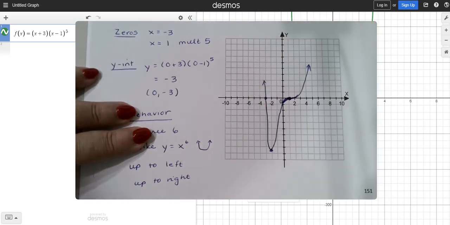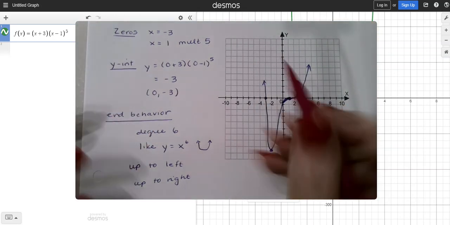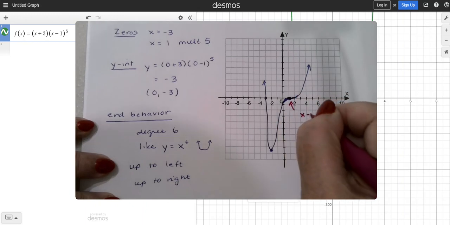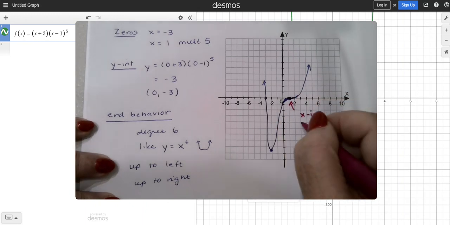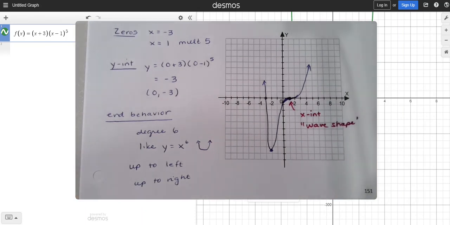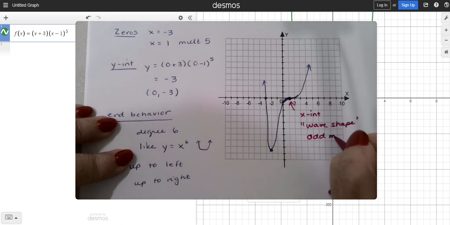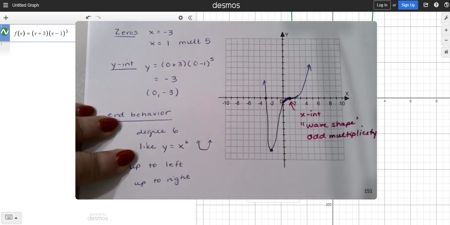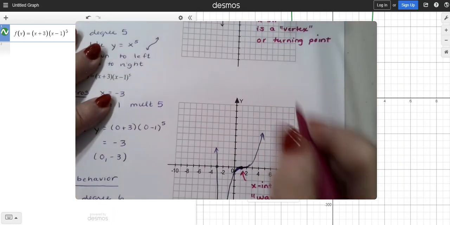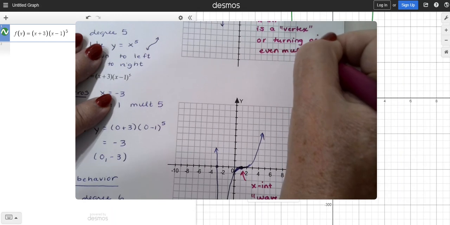Missed a little bit of my x-intercept, but we got it. There we go. And my x-intercept here, it's kind of that wave shape. With a multiplicity of 5, odd multiplicity, as compared to the vertex or turning point where we have an even multiplicity.